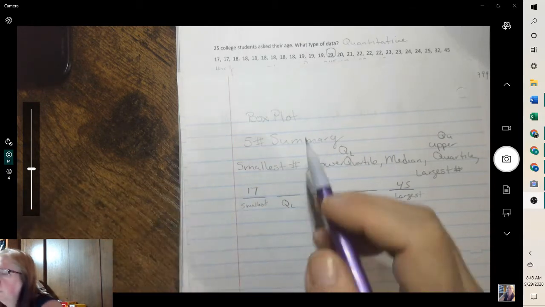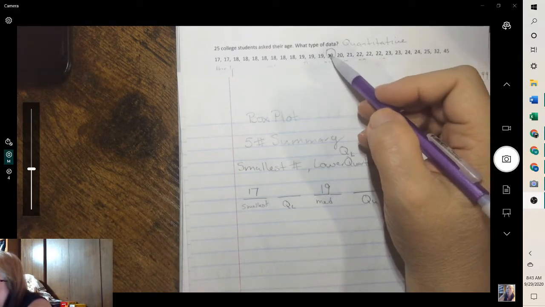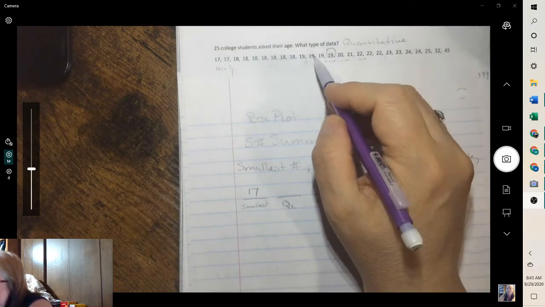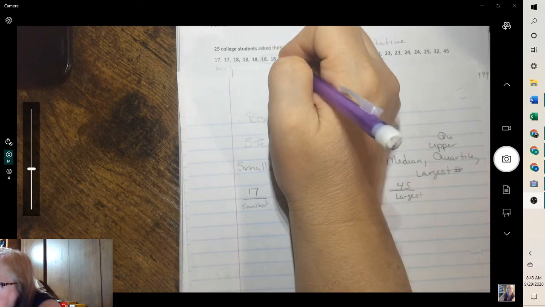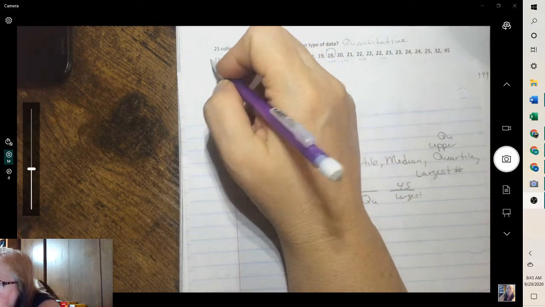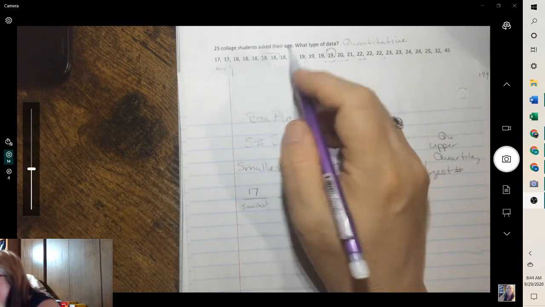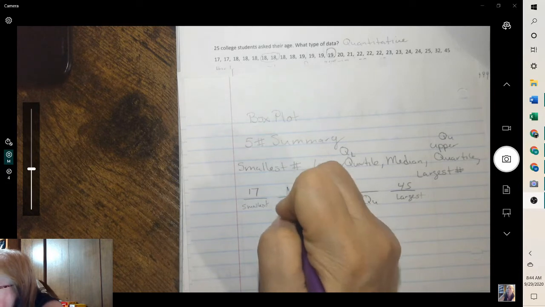The lower quartile is below this value. You find the median of the lower half. We said there was 12, so 6 on each side, and 5 here. So the median is between these two. 18 plus 18 divided by 2 is still 18.